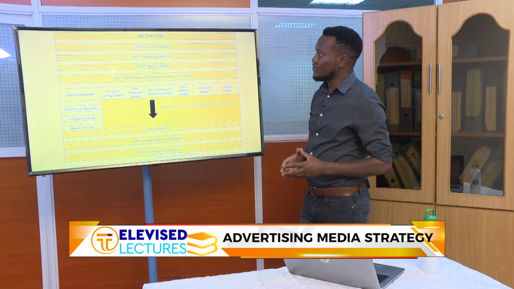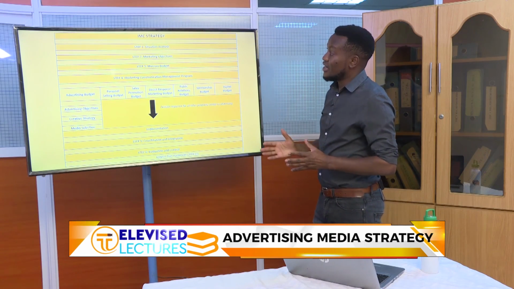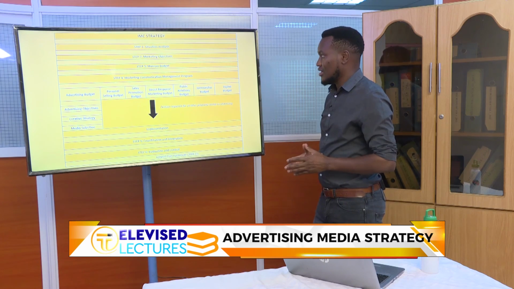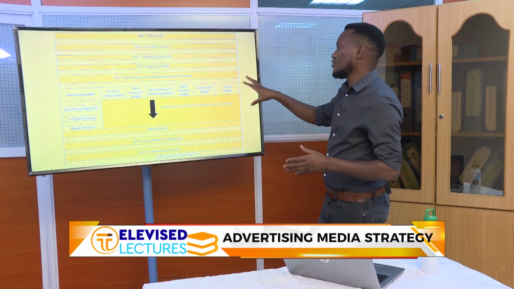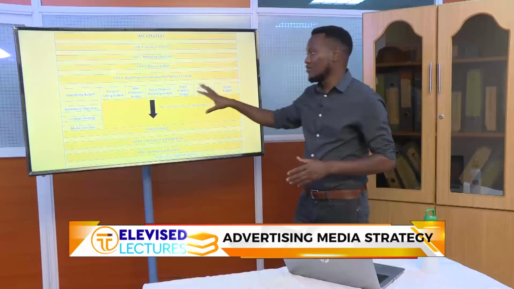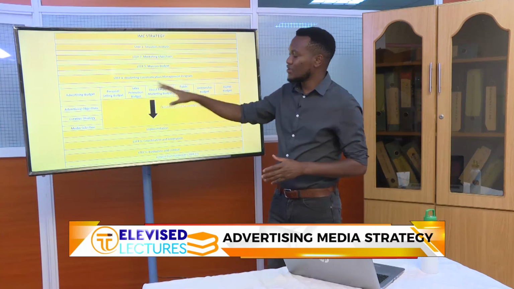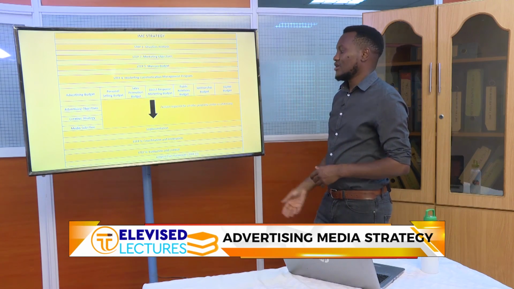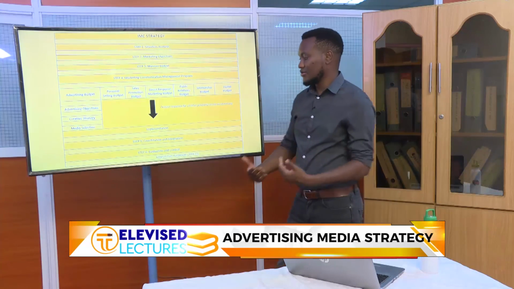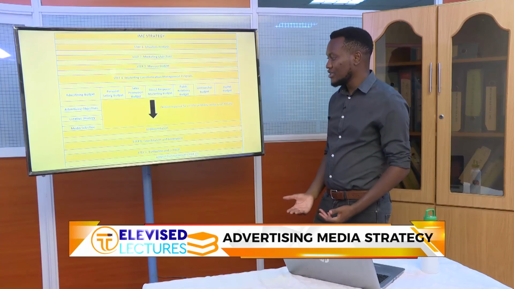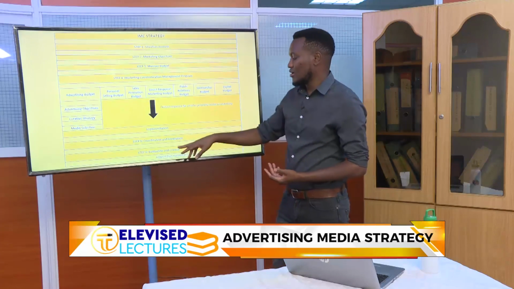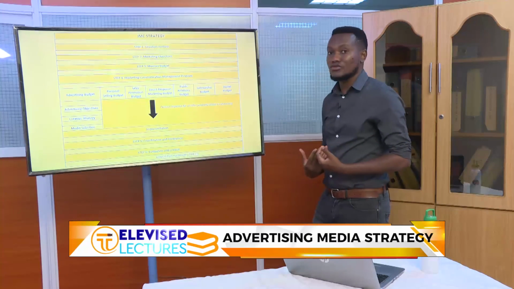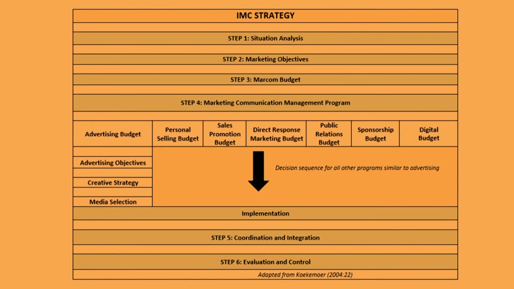And this strategy is running all the way from analysis of the situation to developing objectives to developing the budget. And then after you develop the budget, you come up with a series of other promotional mix items, including personal selling budget, sales promotion budget, among others. Then you implement that. Then you go to the field, you coordinate and integrate, and then after that you evaluate and you control. By controlling, it means, what did you learn, and from what you learned, how do you adjust according to the knowledge that you've gotten from the field.